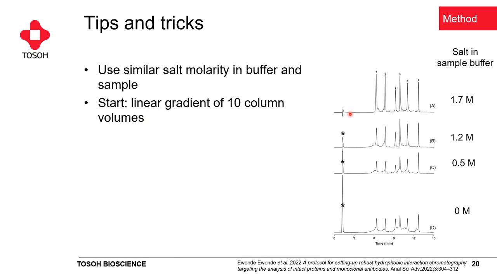Something we haven't been talking about is the gradient. As a rule of thumb, what you can use to start off with is a linear gradient from your high salt concentration, be it 1.5 molar ammonium sulfate or 2 molar sodium chloride, down to 0 salt, and this linearly over 10 column volumes.